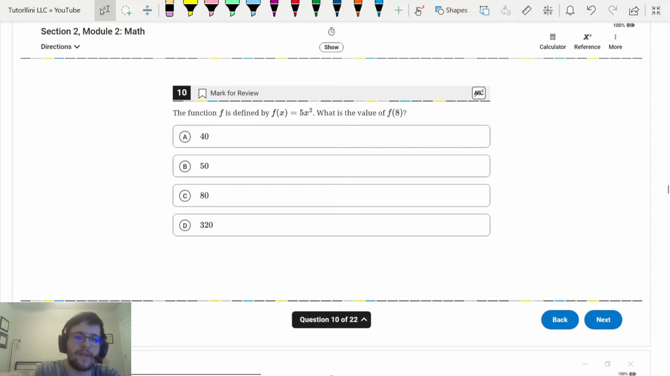f of x equals 5x squared. What's the value of f of 8?